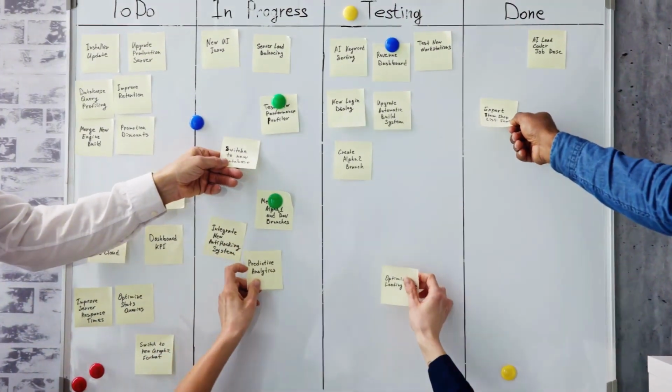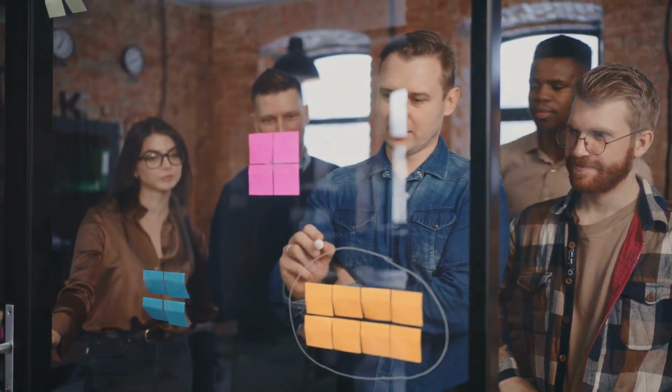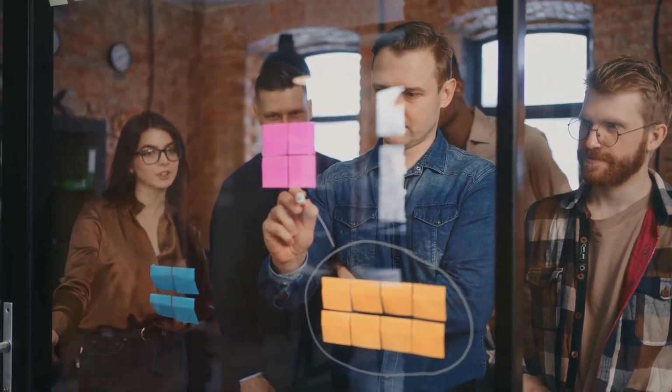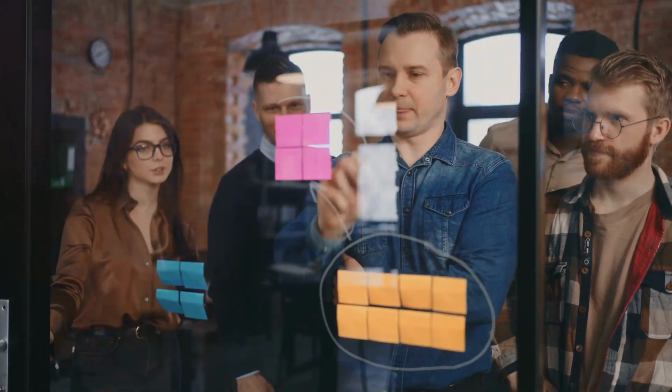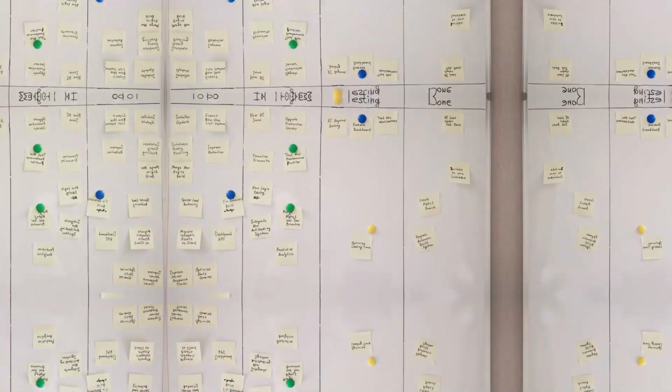At its heart, Kanban is a visual management system that helps teams visualize their work process and manage the flow of tasks through various stages of completion.